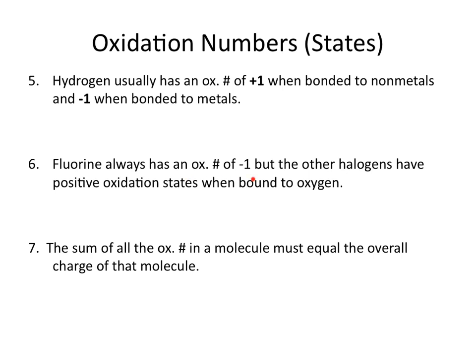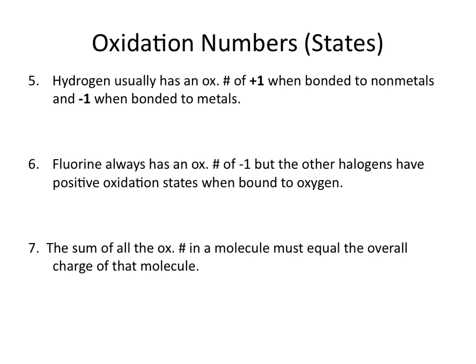Number 6, fluorine always has an oxidation number of -1. The other halogens should theoretically also have that same oxidation number. However, this is not true when the other halogens are bound to oxygen. Their oxidation numbers will actually be positive in that situation. So fluorine follows the rules; it's always going to have an oxidation number of -1. A lot of the other halogens will also have a -1 oxidation number. However, when those other halogens are bound to oxygen, they'll end up having a positive oxidation number.